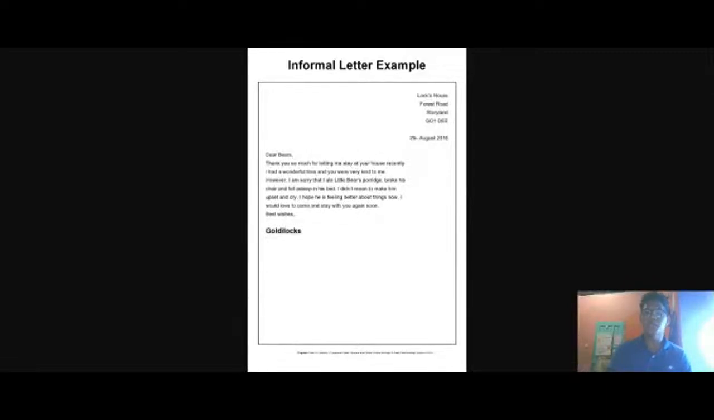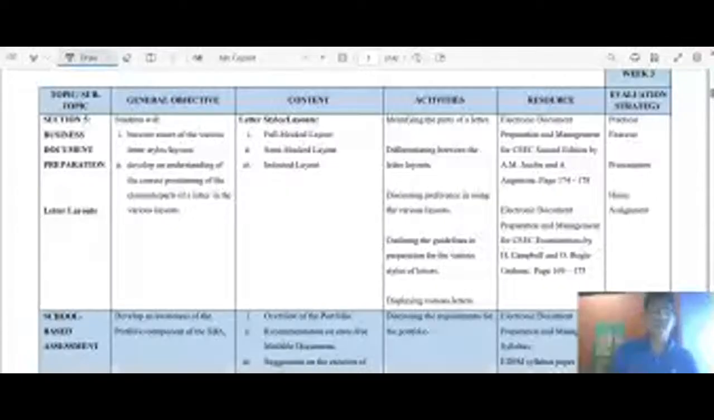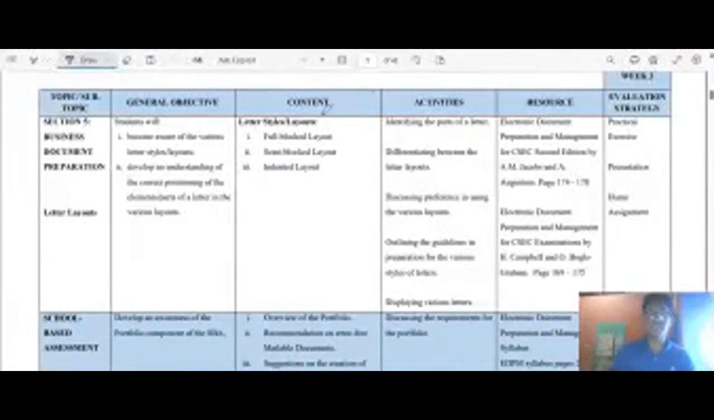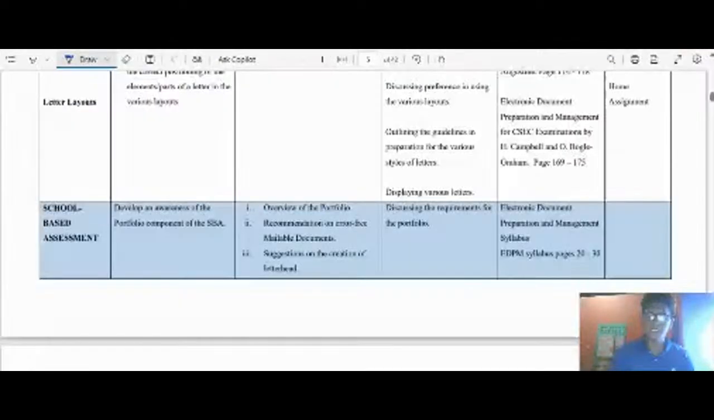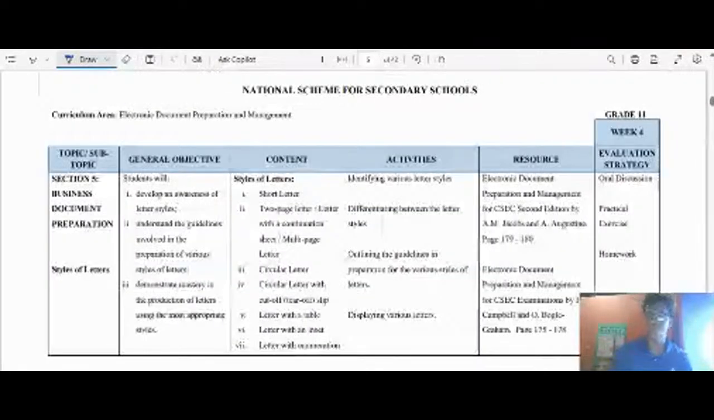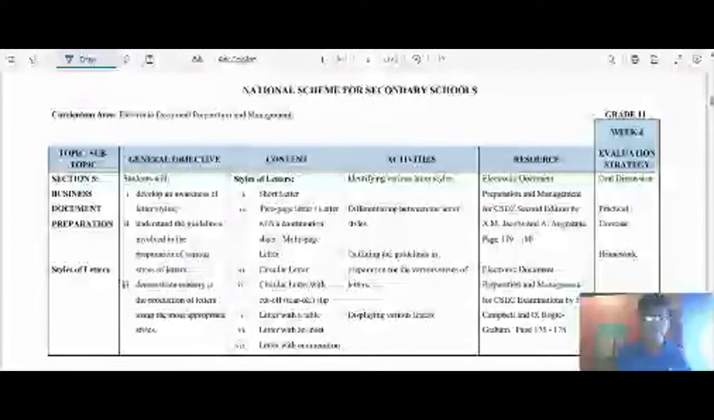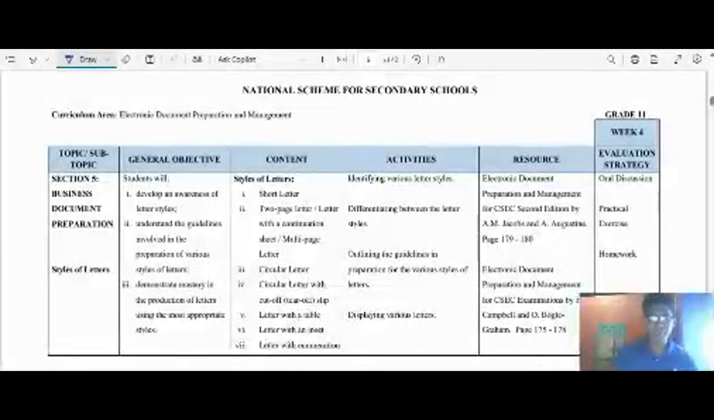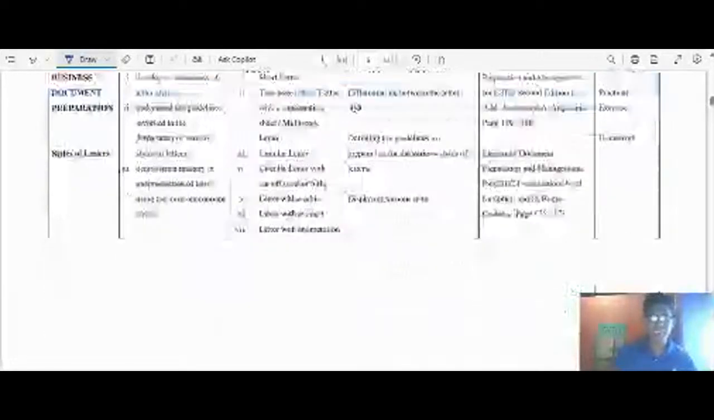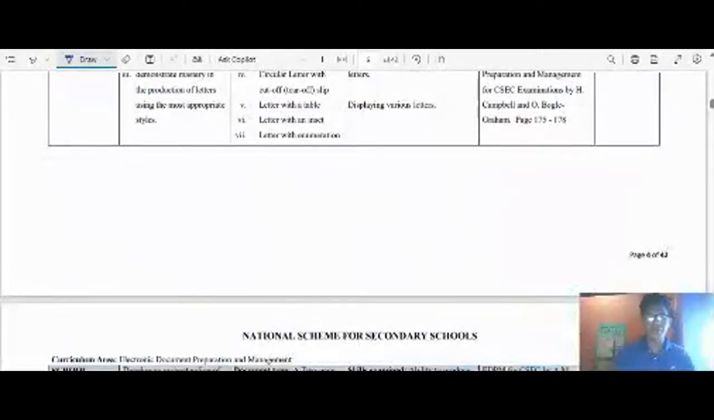So let's go back into the CSEC syllabus again. As discussed, there are types of letters. There's a short letter, a two-page letter, a circular letter, and a circular letter with a tear-off or cut-off slip. There's a letter with a table, a letter with an insert, and a letter with an enumeration.